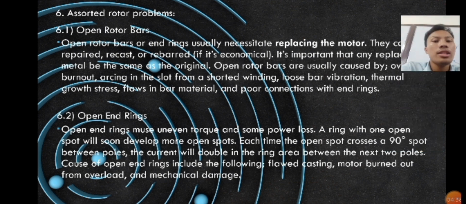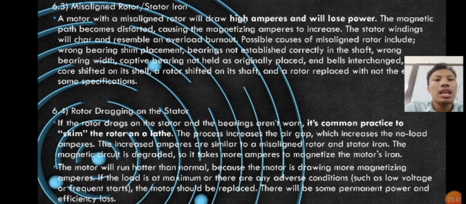Open end rings cause uneven torque and some power loss. A ring with one open spot will soon develop more open spots. Each time the open spot crosses a 90-degree spot between poles, the current will double in the ring area between the next two poles. Causes of open end rings include the following: flawed casting, motor burned out from overload, and mechanical damage. Third, a misaligned rotor or stator iron.